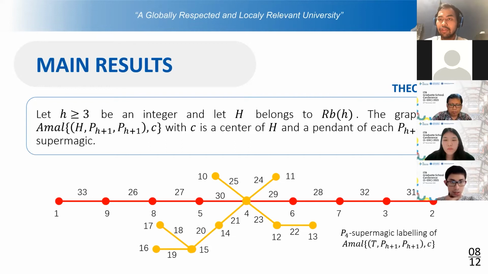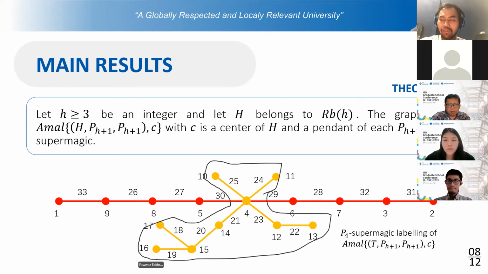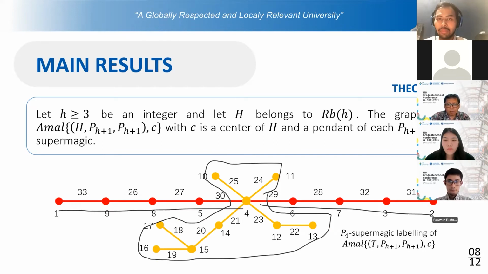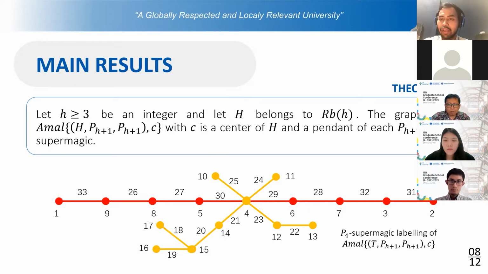For one example, suppose we have this yellow graph. This is a grass graph, which in this example admits P4 covering. If you attach two more paths, which are pH plus 1 in length, we will have a graph that is pH supermagic. If we pick every P4 graph in this graph, we will have equal weight.